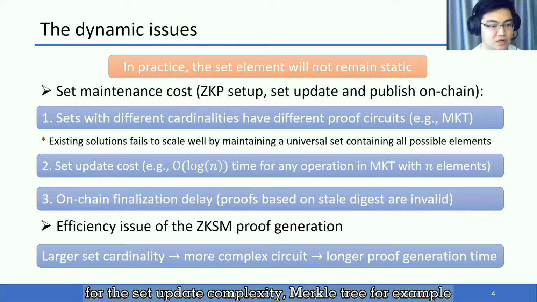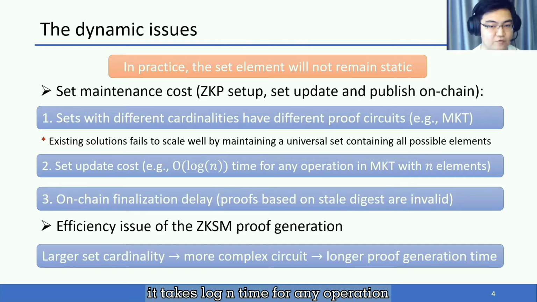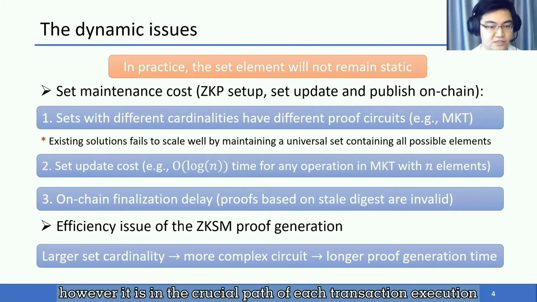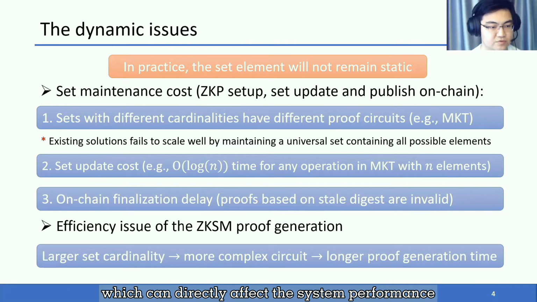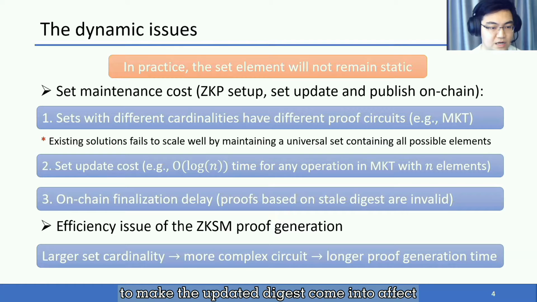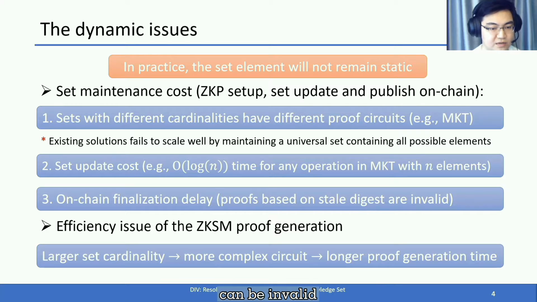For the set update complexity, Merkle tree, for example, with n elements, takes log n time for any operation. It seems to be efficient enough. However, it is in the critical path of each transaction execution, which can directly affect the system performance. Finally, to make the updated digest come into effect, it brings the on-chain finalization delay. As we know, due to the non-deterministic property, consensus in public blockchain usually takes time to finalize the update. During this period, any proofs based on a stale digest can be invalid.